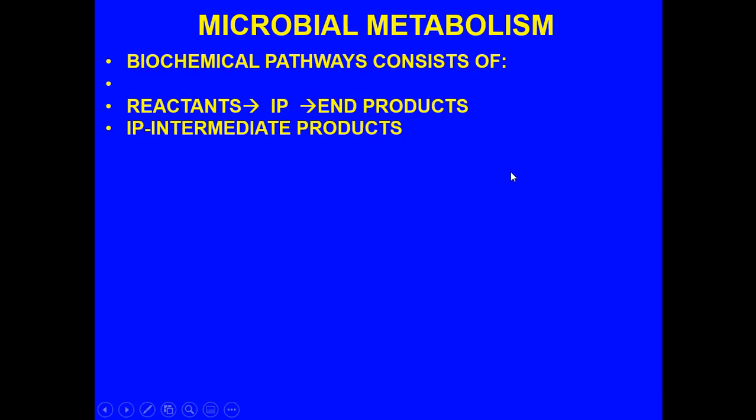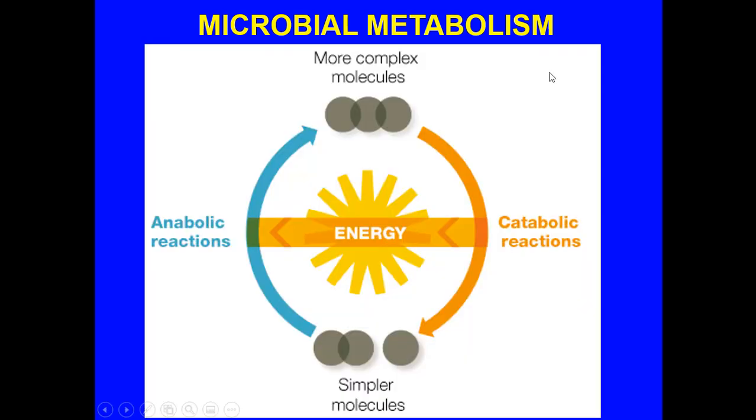If you take a look at a lot of reactions, biochemical pathways consist of reactants, intermediate products, then end products. The IP, intermediate products, may be fleeting, or they may be something that you can actually extract and use. But we're going to look at all of this as we move forward. Here's a nice diagram that summarizes it.